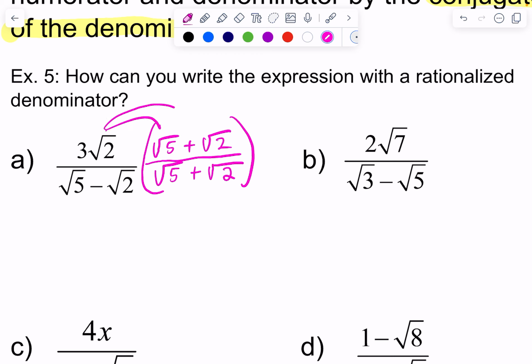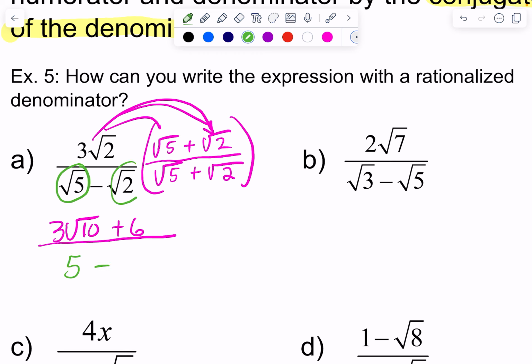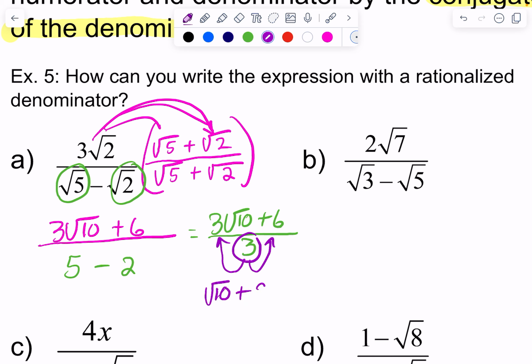So now I'm going to distribute. So I've got 3 square root of 10 and 3 times square root of 2 times square root of 2. Square root of 2 times square root of 2 is 2. So 3 times 2 is 6. And then, my friends, first term squared, that's 5. Minus second term squared, that's 2. You're done. 3 square root of 10 plus 6 divided by 3. Please remember always that this is the division property of distribution. So this is going to give me square root of 10 plus 2.